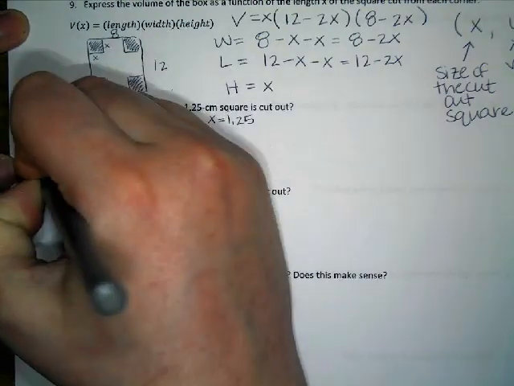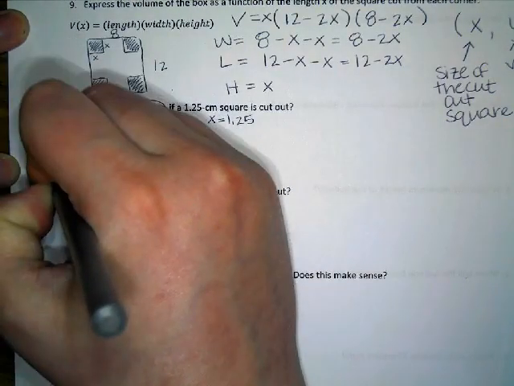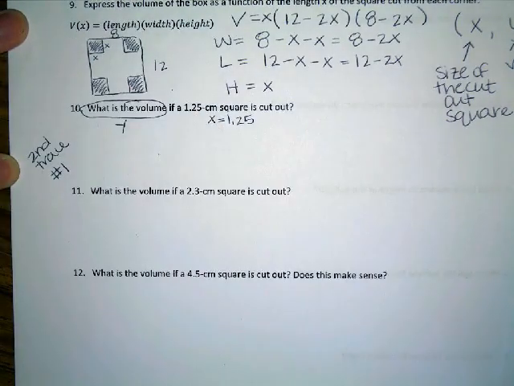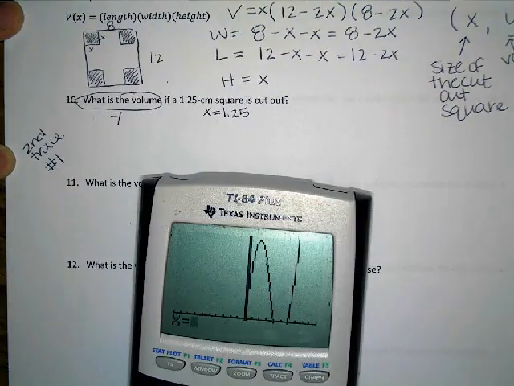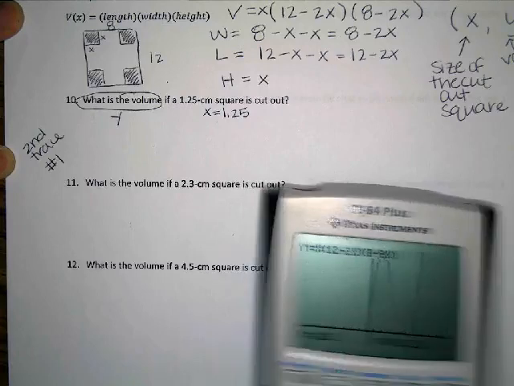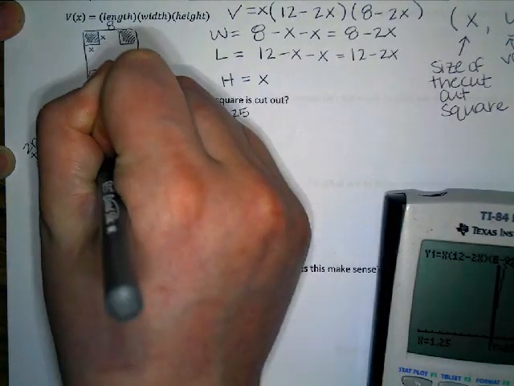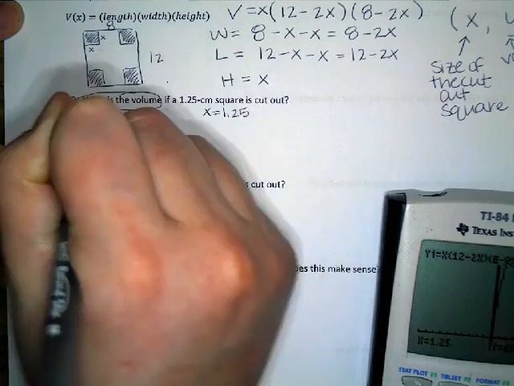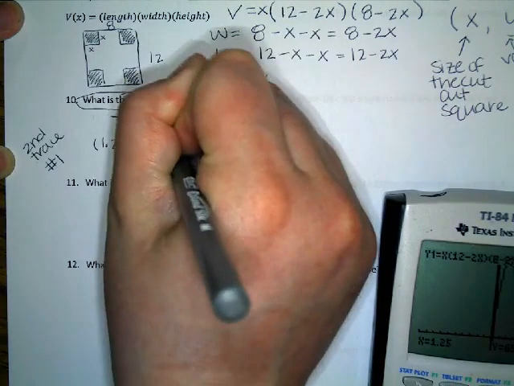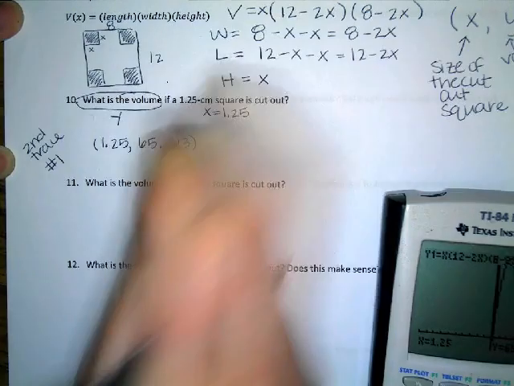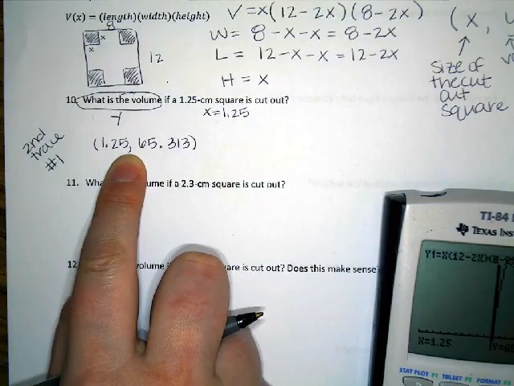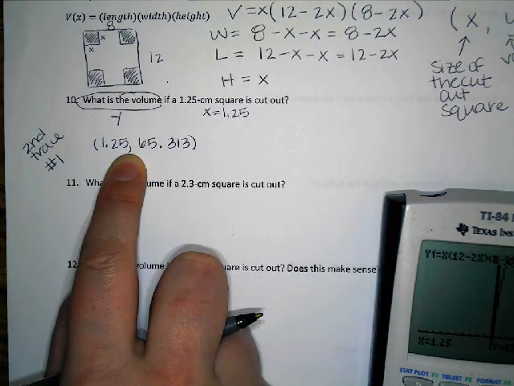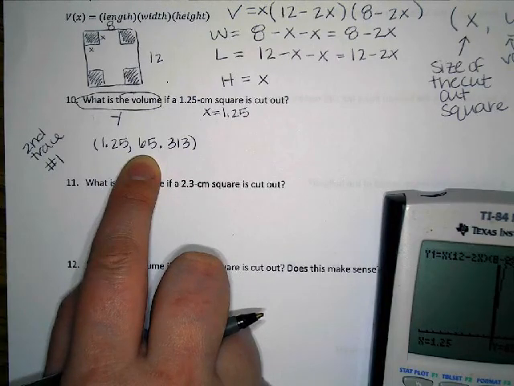Option number 1 lets me plug in any X value that I want. And I want to plug in 1.25. Okay, so I'm going to write this down, 1.25, comma, 65.313. This is not my answer, right? If somebody said, what is the volume if I get a 1.25 centimeter square cutout, and they said 1.25, comma, 65.313, I would think they were crazy and they didn't understand the question.